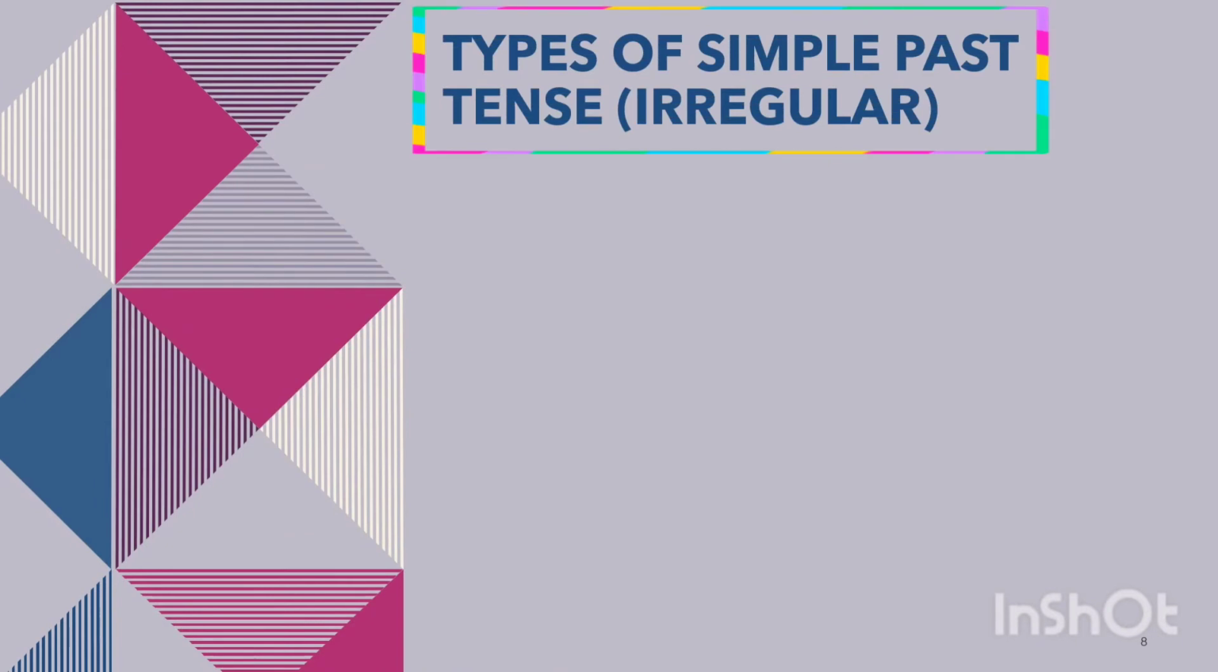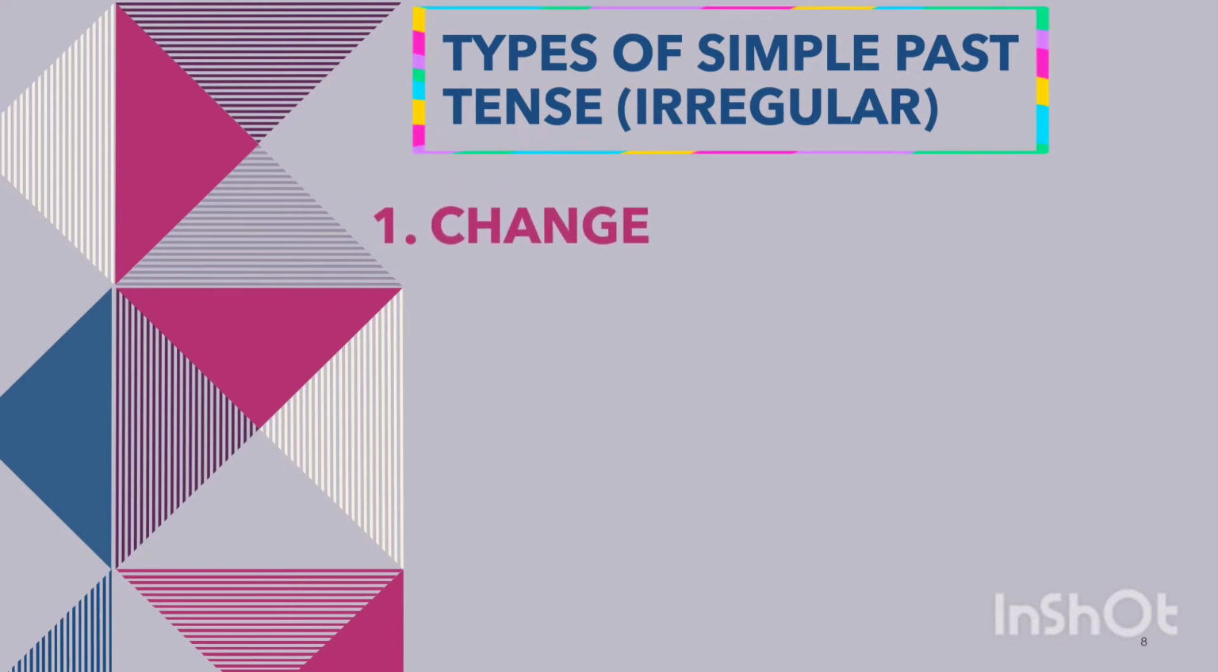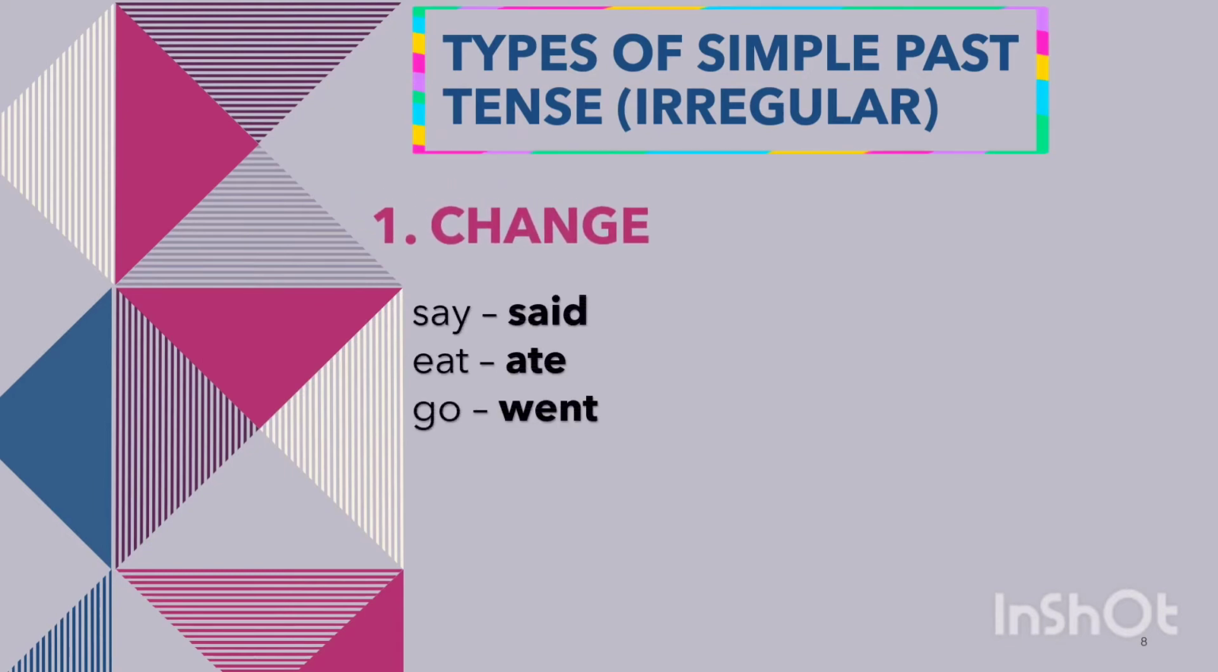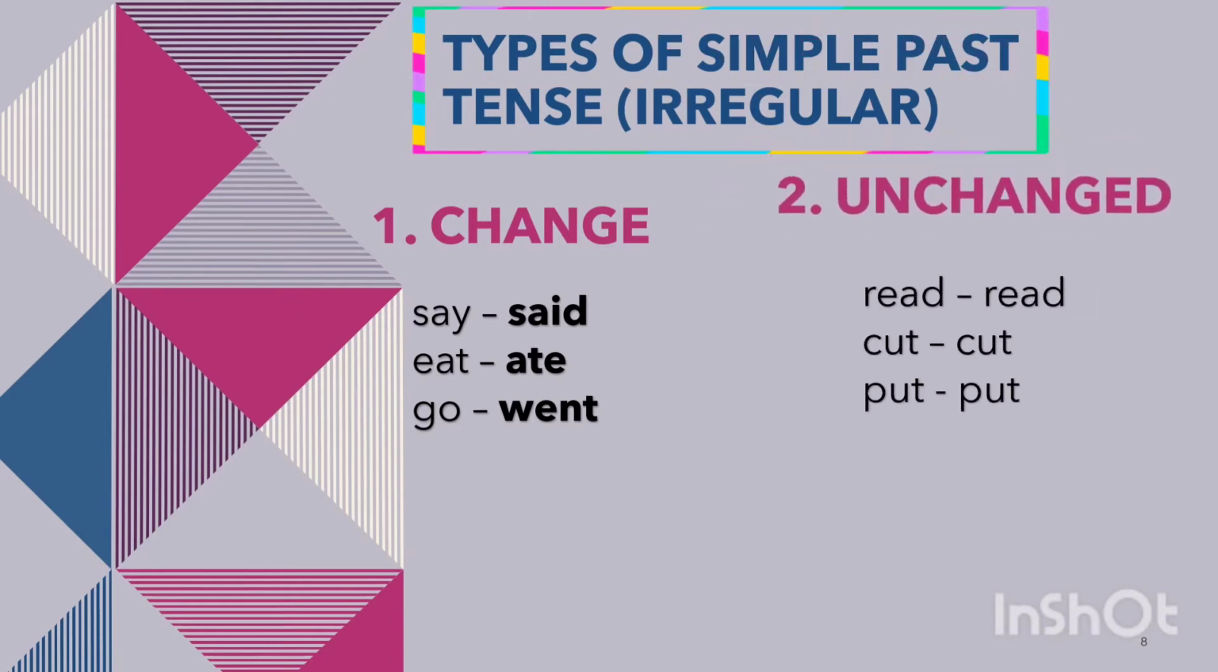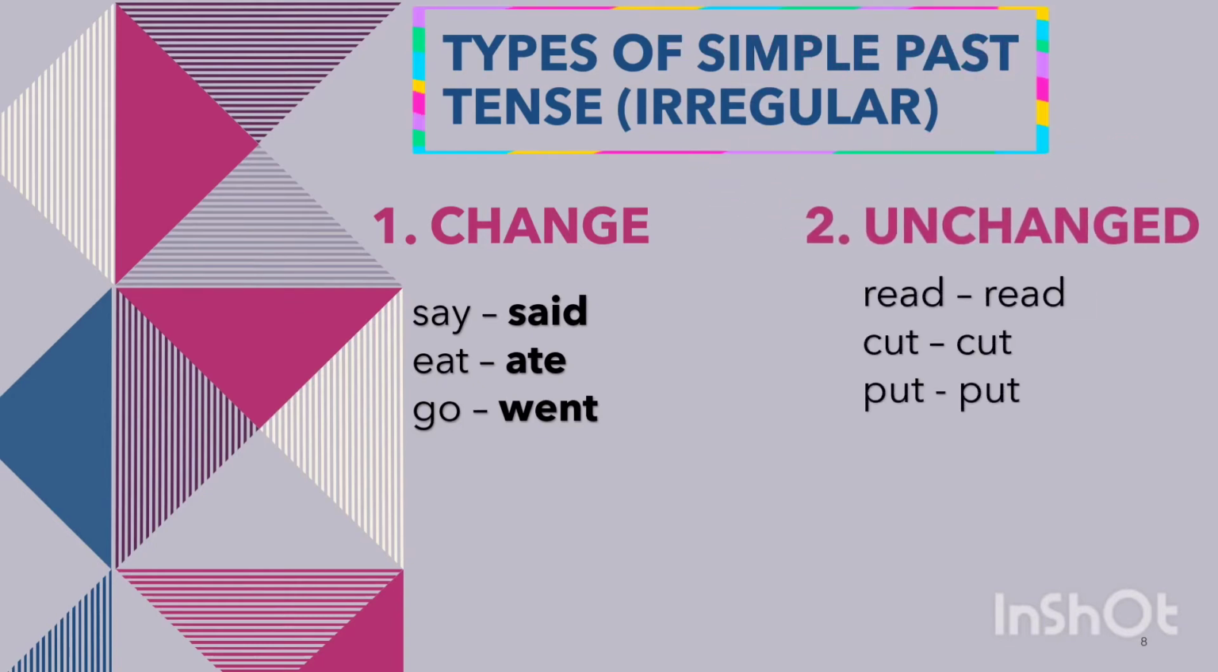This is the irregular type of simple past tense. One is change. Some words or some verbs you need to change the spelling. For example, say, said, eat, ate, go, went. Number 2, unchanged. The spelling remained the same.